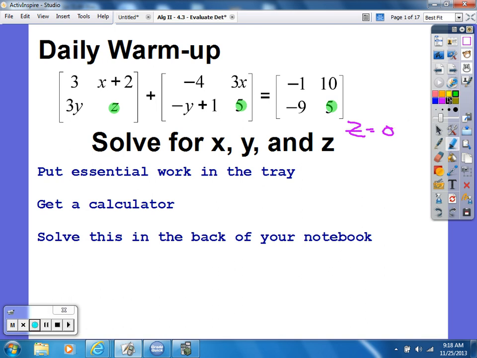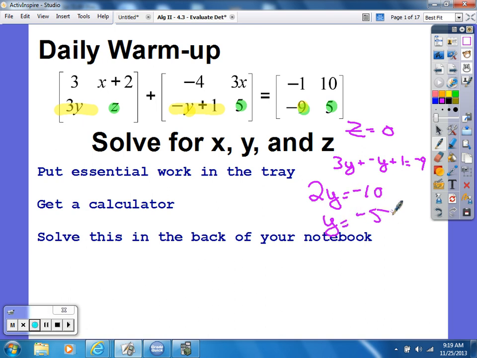But when you get to other things like the Y, when you get to the Y, you actually need to show a little bit of work. So 3y plus negative y plus 1 equals negative 9. I'll combine like terms. 2y equals negative 10. So y equals negative 5. Raise your hand if you got that. Good. All right, now let's do x.